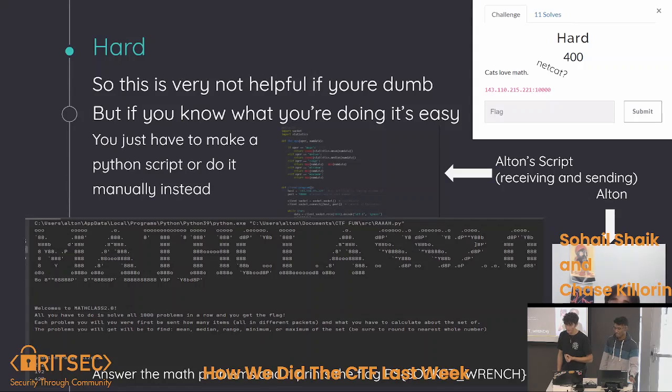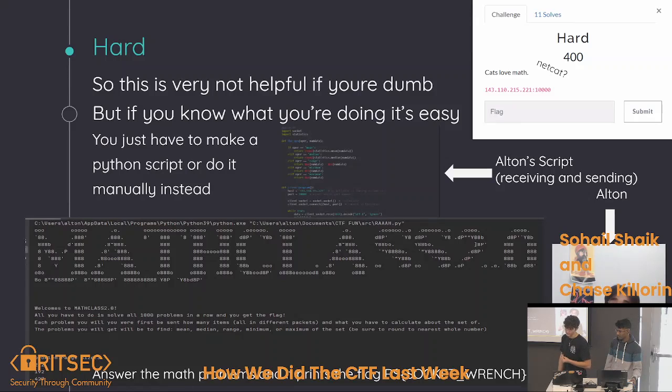The proper way to do this was to access the IP address and port through Firefox. It brings up a web page that gives you a prompt to answer a bunch of different math equations. It says that there are 1,000 problems, which is a lie because it's only about 8. Since we did it manually, you can just answer simple mean, median, and size questions.